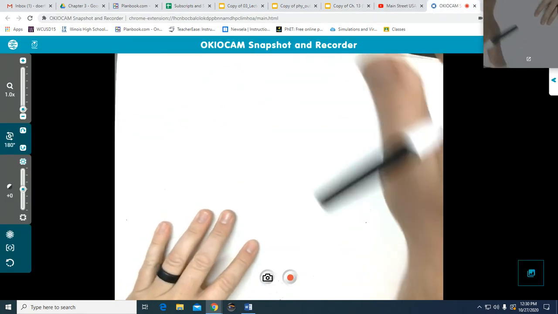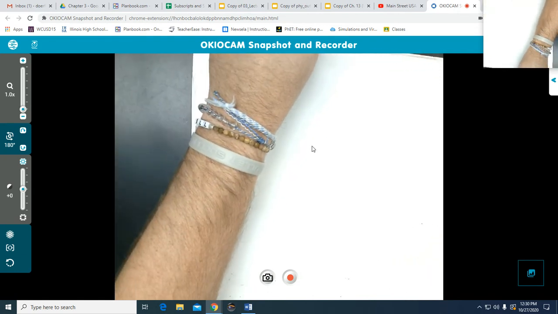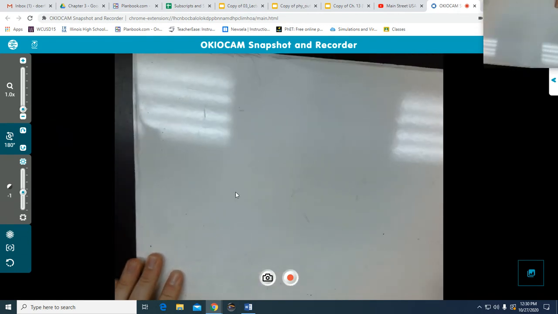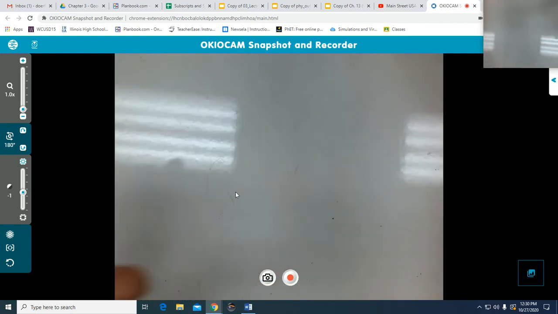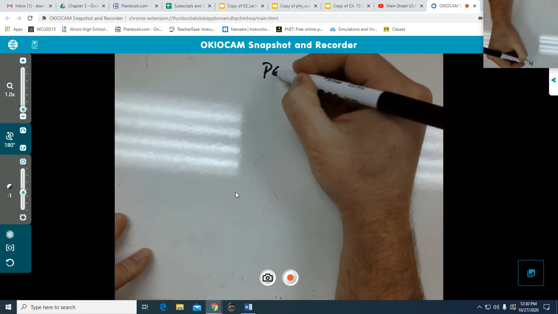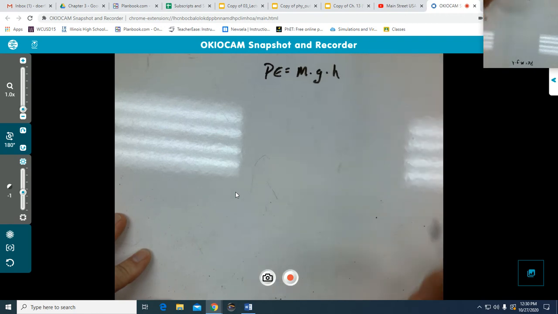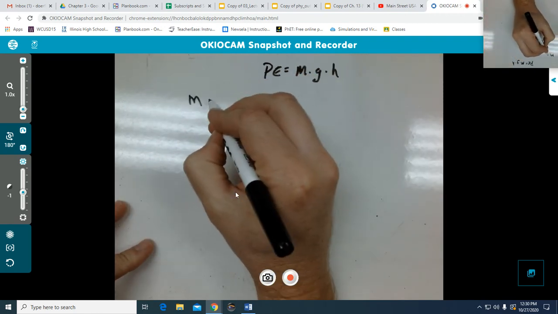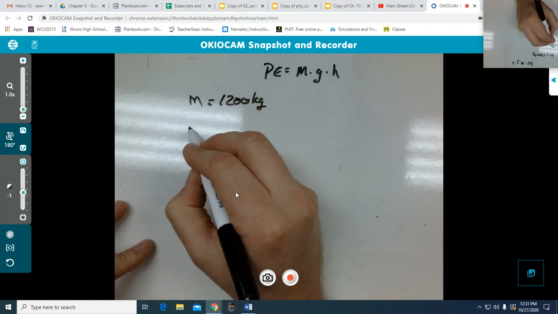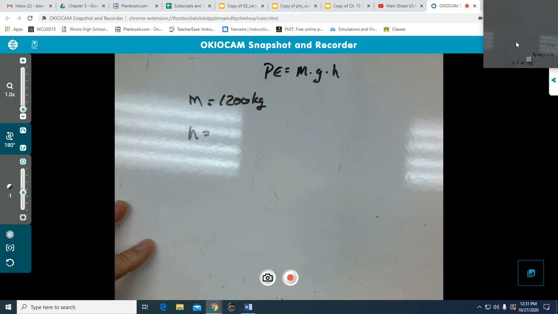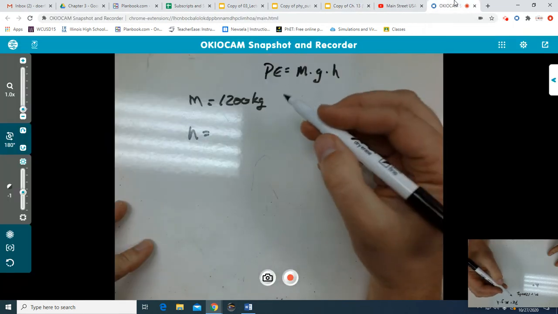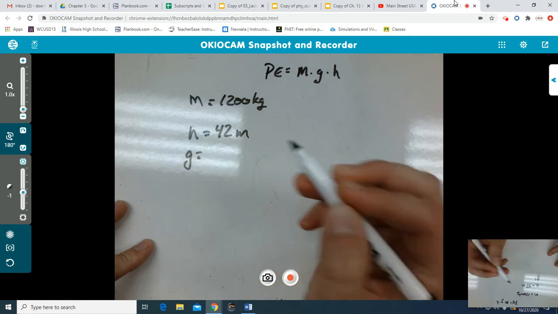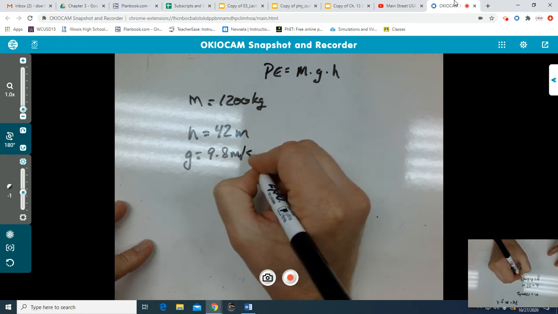Let's get into our calculation mode here. I need to darken this up a little bit. So again, just a reminder, I'm having some troubles today getting my camera right. So again, PE is equal to M times G times H. And we are told that the mass is 1,200 kilograms. The height is 42 meters. And again, our G is our gravity, which is 9.8 meters per second squared.